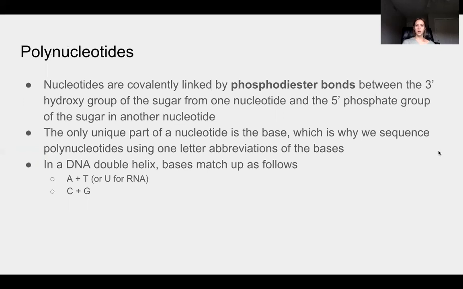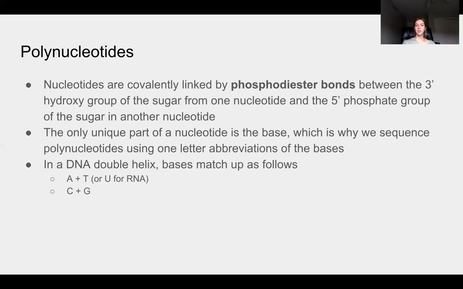All right, so nucleotides are covalently linked by those phosphodiester bonds that we just talked about, and that is between the 3' hydroxy group of the sugar from one of the nucleotides and then the 5' phosphate group of the sugar in another nucleotide. So the only unique part of the nucleotide is the base. So when you think of sequencing DNA or polynucleotides, you just use the 1-letter abbreviation of the bases. So it's A for adenine, T, C, and G, which we've talked a lot about today.